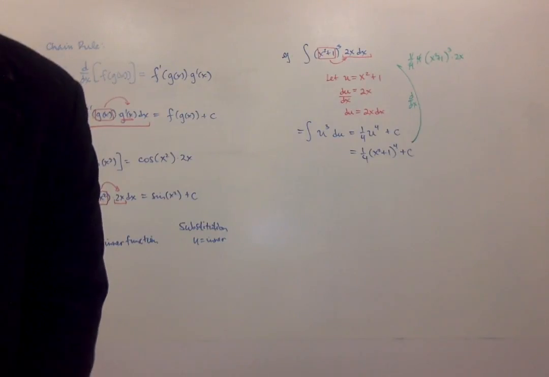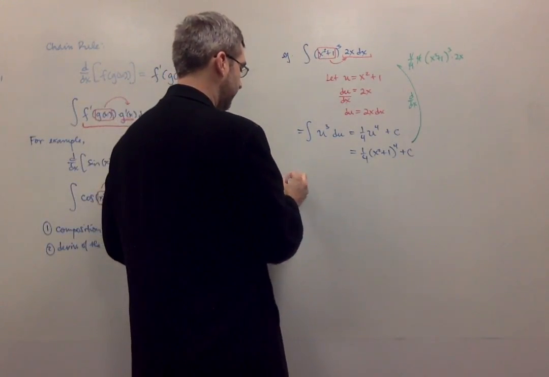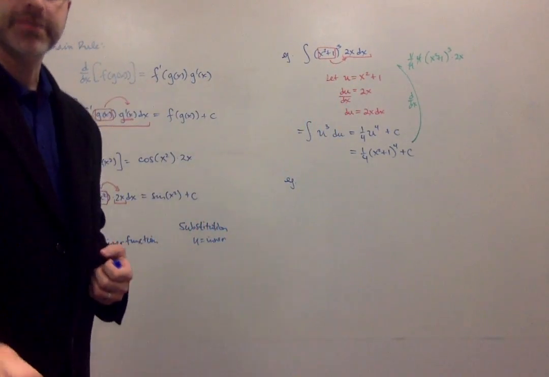So what we're doing here is we're now reversing. We figured out that there was a chain rule going on here, and we reversed it using what we call substitution.